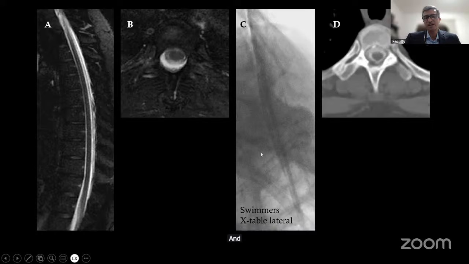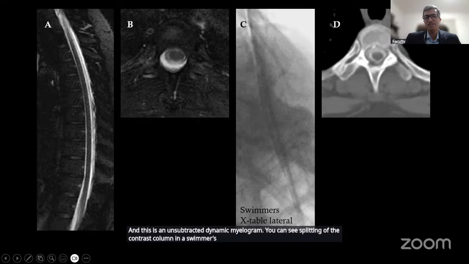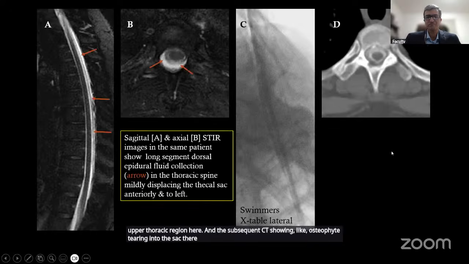And this is an unsubtracted dynamic myelogram. You can see splitting of the contrast column in a swimmer's view, where the leak is arising from the upper thoracic region here. And the subsequent CT shows an osteophyte tearing into the thecal sac there. Okay.